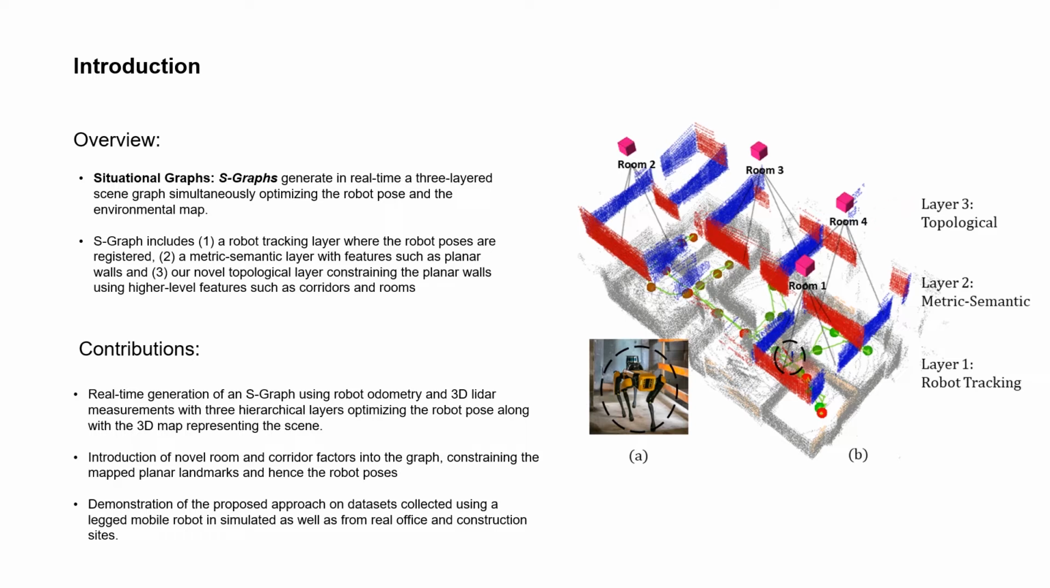The main contributions of this paper are the real-time generation of a hierarchical S-graph using robot odometry and 3D LiDAR measurements, introduction of novel room and corridor factors constraining the map planar landmarks, and demonstration of the working of S-graph on simulated and real data sets in office and construction sites.